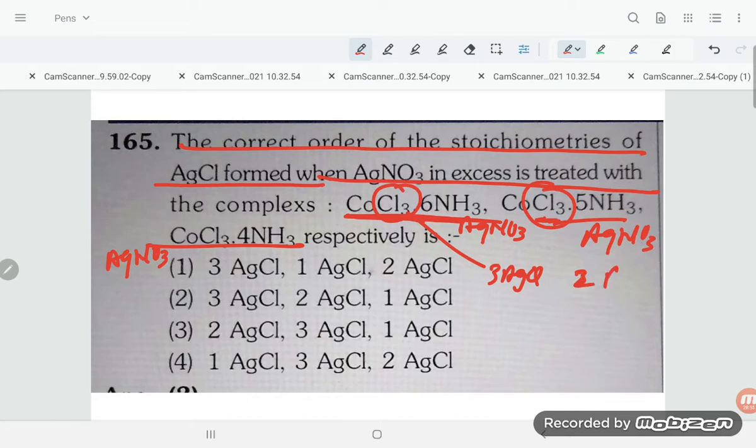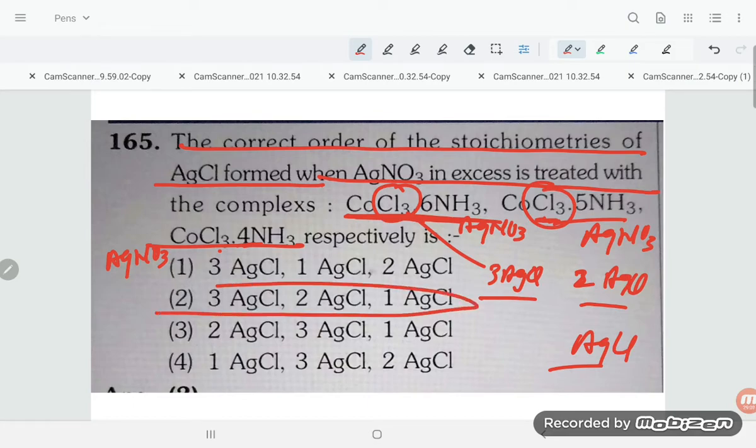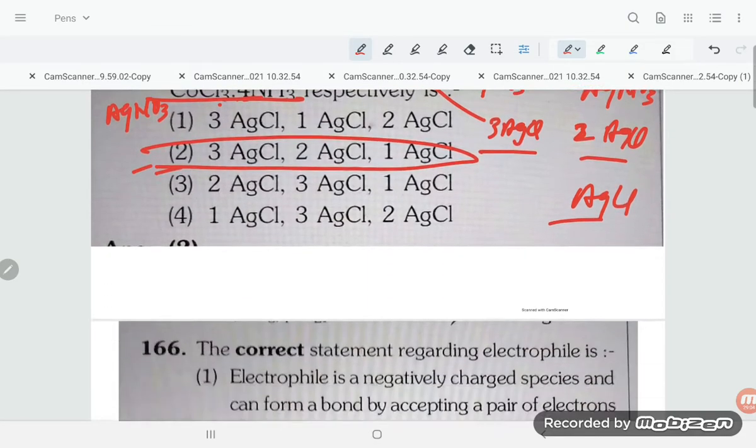So 2AgCl will form. Here is 4 and 4 2 6, so 1 AgCl. Okay, so 3 2 1, which is correct, student? 3 2 1. Correct option is option number 2, students.